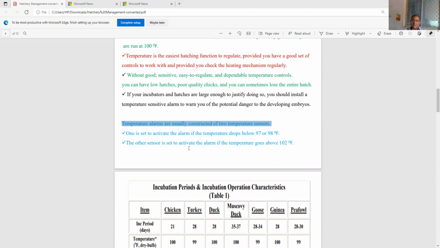Temperature alarms are usually constructed of two temperature sensors. One is set to activate the alarm when the temperature goes down below 97 or 98 degrees Fahrenheit. And another sensor is set to activate when temperature goes above 102 degrees Fahrenheit.